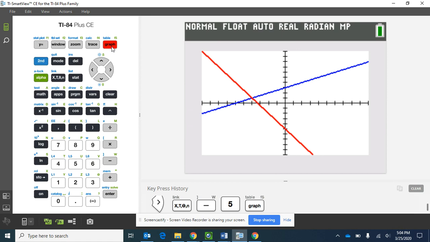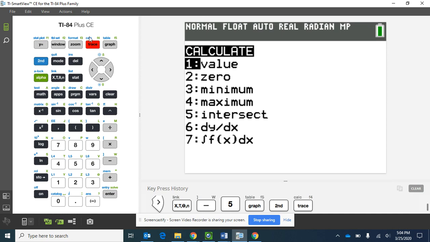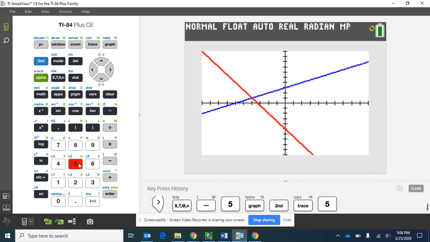But just to verify, here's how you're going to get the calculator to calculate what that point of intersection is. So you're going to push second, which is the blue button, and trace. This brings you up to the calculate menu. So if you notice above your trace button in blue, it says calc, that means calculate menu. So we're going to go down to option 5, which is intersect. We want the point of intersection.